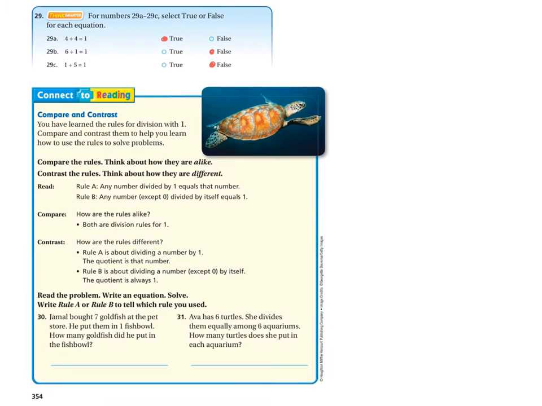For numbers 30 and 31, you needed to read the above section up here. You needed to read all of this first. You should have also paid close attention to the directions. Read the problem, write an equation, and then solve. You also needed to write rule A or rule B to tell which rule you used. If you don't understand this rule A or rule B, it's because you didn't read this part up here. Here are your rules. So if you didn't do these 3 things, equation, solve, and write the rule, please do that right now before checking your answers.